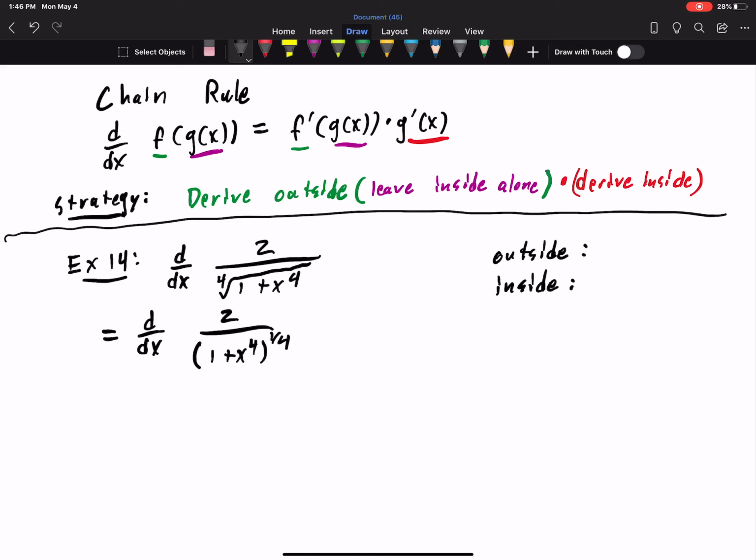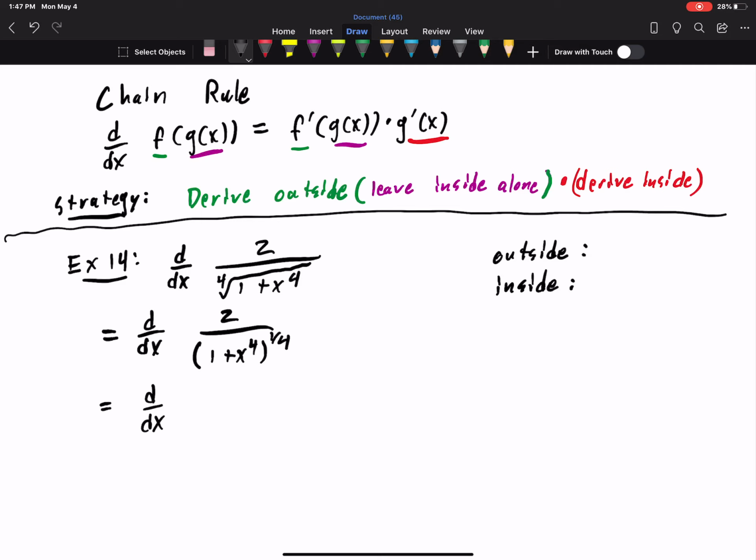All right, so we still don't have enough leverage to derive this as it currently stands because we have all of our x stuff in the denominator. We can't use power rule when you have all this stuff in the denominator. You need it in the numerator. So what we're going to do is take that 1/4 power, negate it, and bring everything up to the top, okay? So that's our next step.